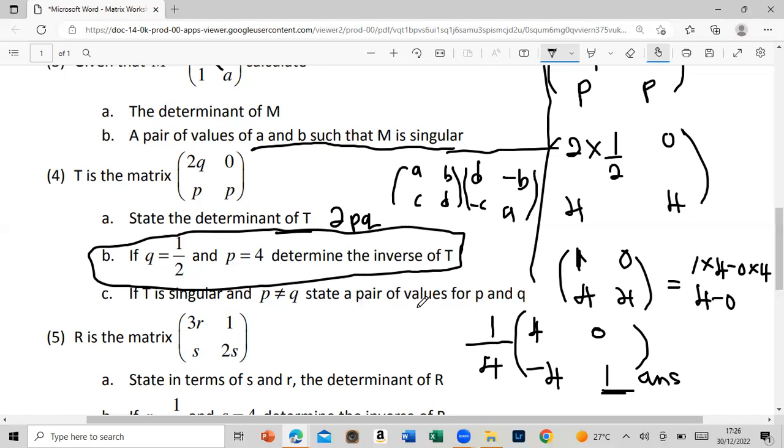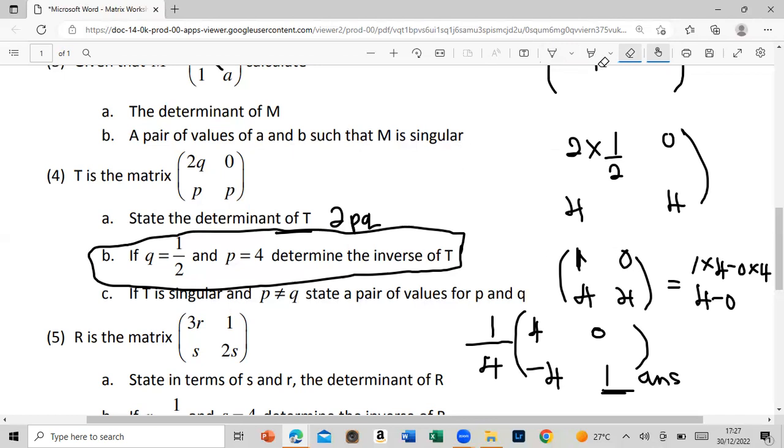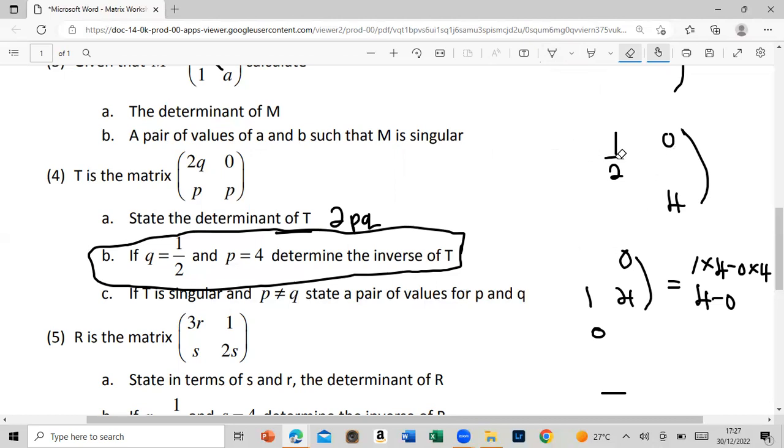It says now, if T is singular and P is not equal to Q, state a pair of values of P and Q. So we're going to try and do that one now. I think I need to erase all of these. So it said P cannot be equal to Q, so it has to be 2 different values.